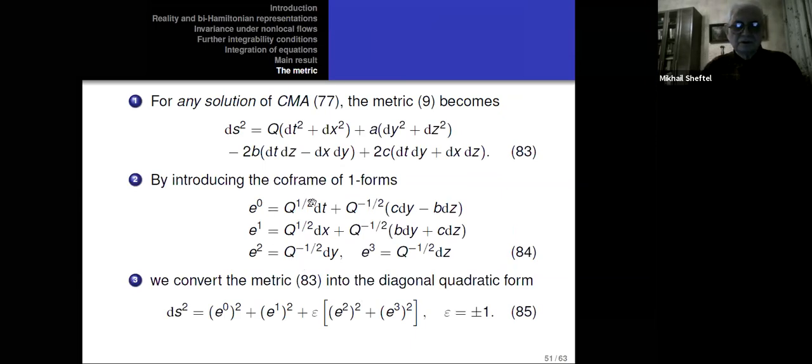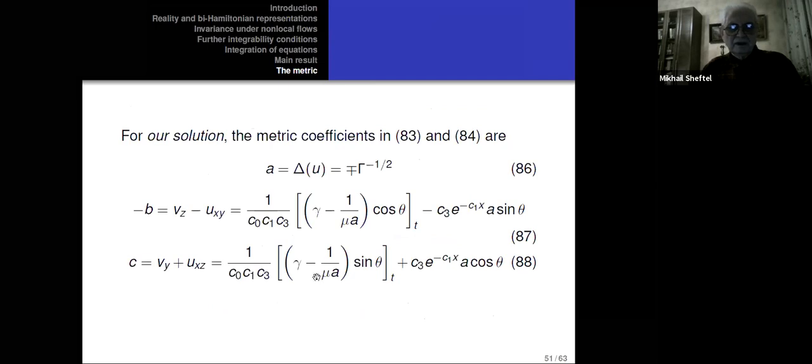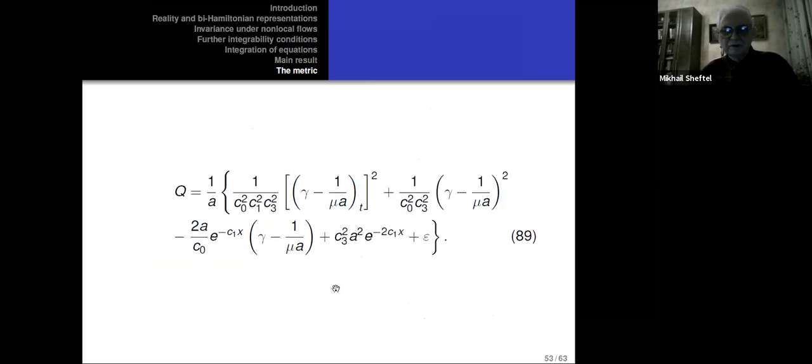I think it's worth mentioning that these are general results, not related to our particular solution. So if you find any other solution, you can use these ready formulas immediately to obtain the metric and metric coefficients. For our solution, these are the explicit formulas for A, B, C, and Q. So the result is quite complicated.